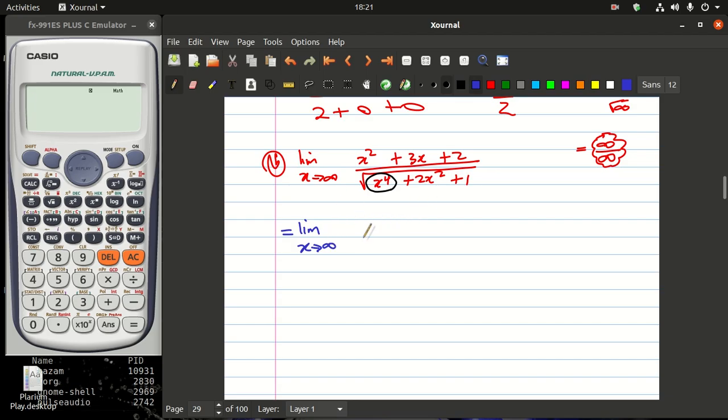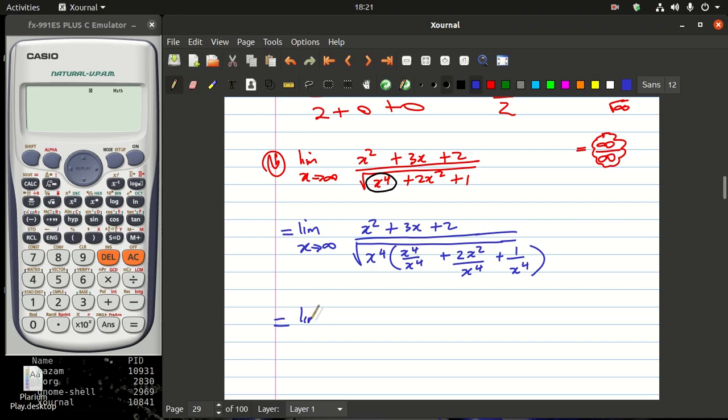So we're still going to have x squared plus 3x plus 2, and we want to factor out that problem there. Take note that I still have a square root there, and I wanted to have x to the power 4, and then I want to factor it out. So here I will have x to the power 4 divided by x to the power 4, and then plus 2x squared divided by x to the power 4, and then I will have 1 divided by x to the power 4. So that's what we actually do here. And then we're going to have the limit as x approaches infinity.